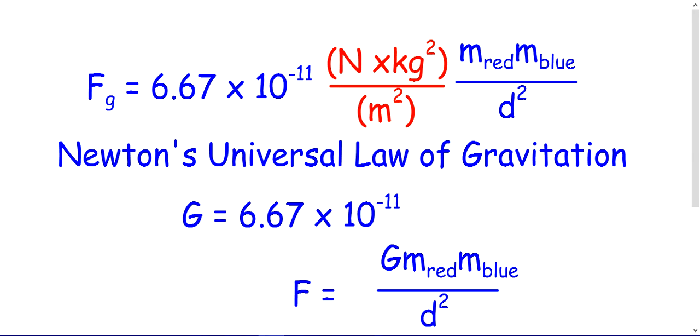Now, one last thing, Newton did not come up with this 6.67 times 10 to the negative 11. He did come up with the relationship between force of gravity and these objects, but he did not come up with the value of the slope of that line. That was something that Henry Cavendish did, which you guys are about to watch a video on.